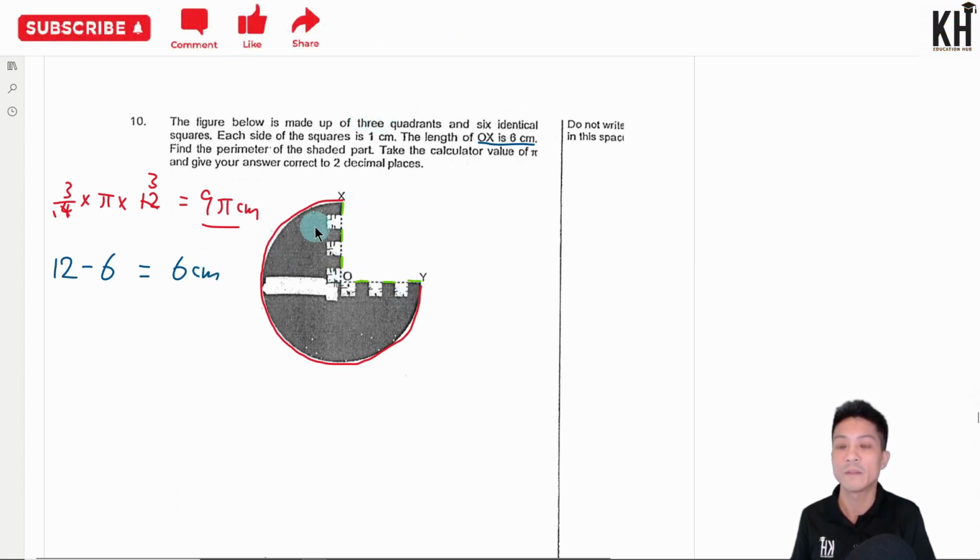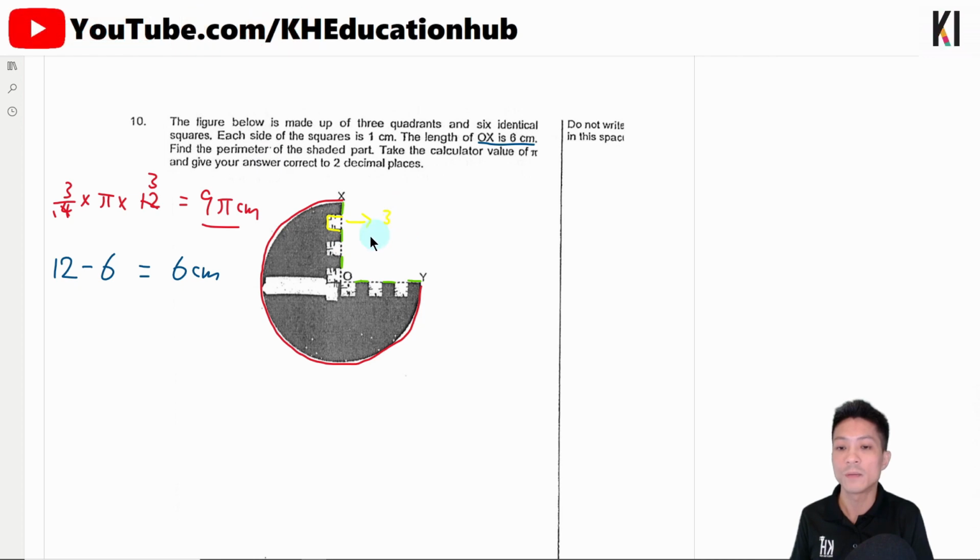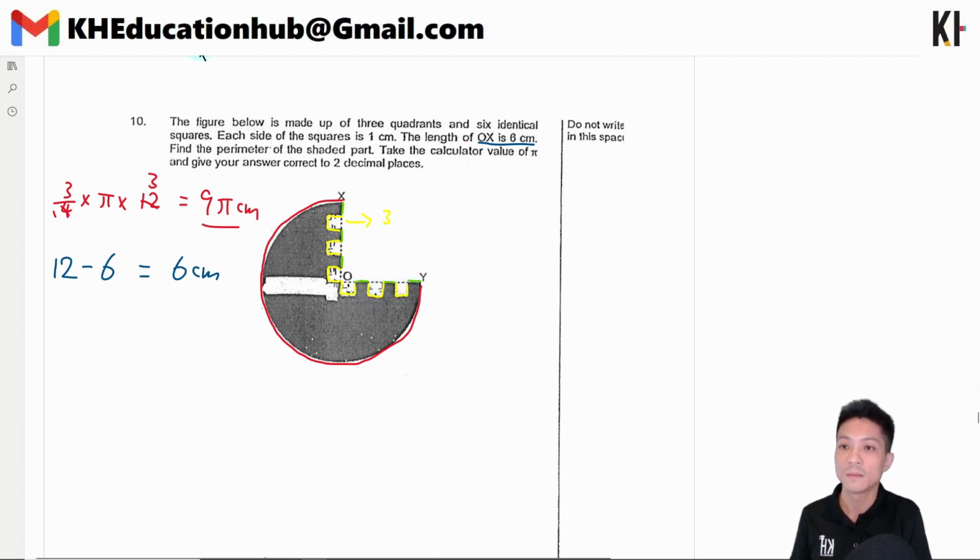Now I'm left with this part here. Okay, this is 3 cm, right? So there is 1, 2, 3, 4, 5, 6. Okay, so for the yellow part, I'm going to do 6 times 3, which is 18.